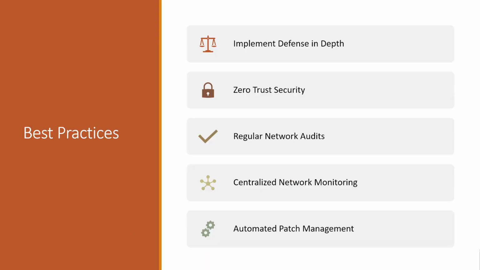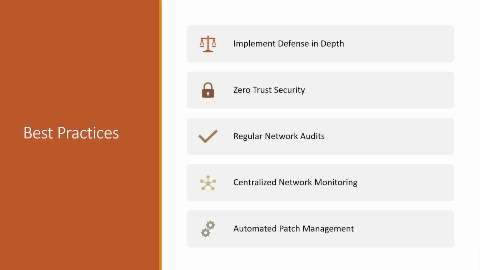So we want to make sure that we implement defense in depth. I've talked about that at the beginning. Defense in depth is having multiple layers of protection so that we're not just depending on one layer of security. We want to adopt zero trust as much as possible. We want to make sure that we are looking at our network and regularly auditing it to ensure that it's okay.